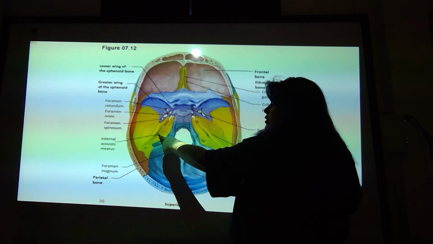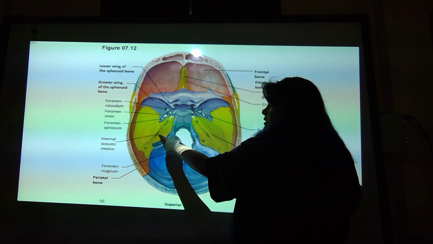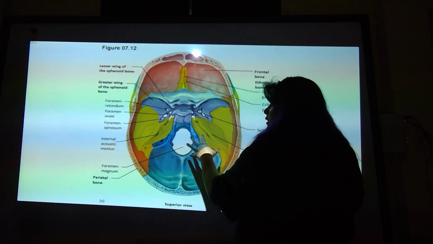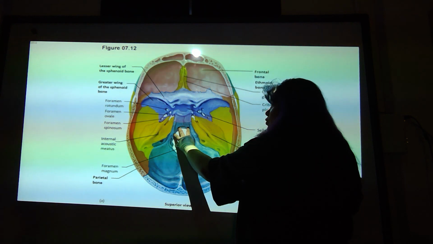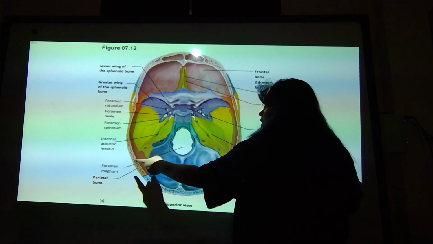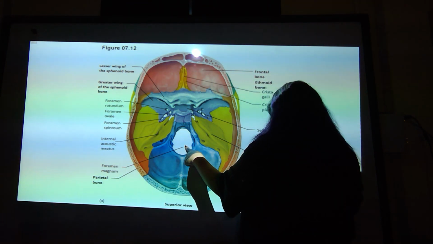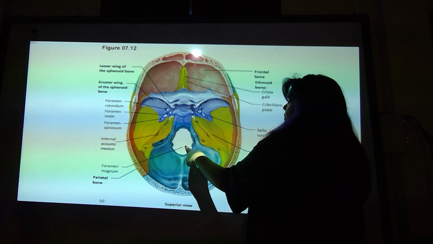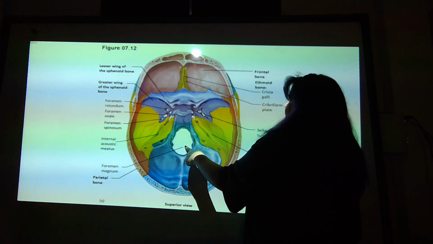There's the internal acoustic meatus. Remember that hole from the outside? Look at this hole. This is a huge hole, right? This is called the foramen magnum because it is a big hole. Big and surprising hole. Yeah, okay.